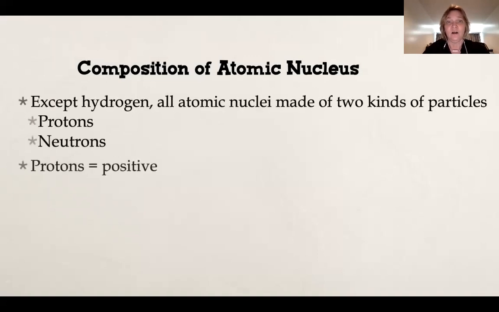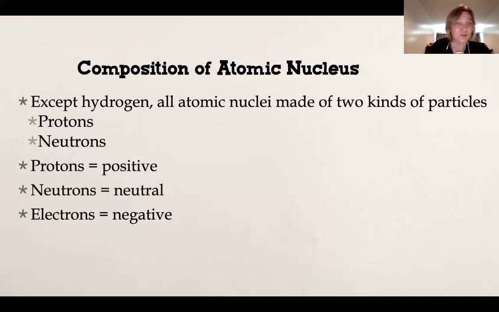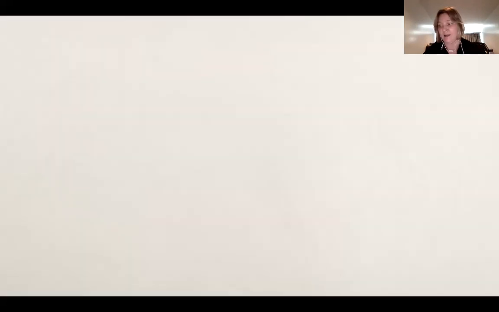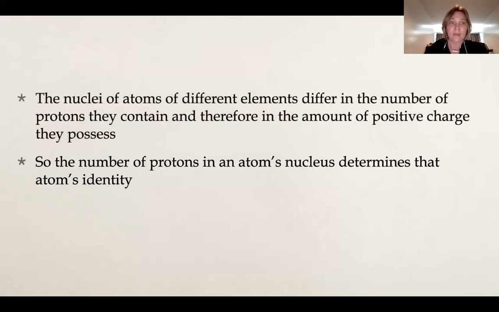Except for hydrogen, all atomic nuclei have 2 kinds of particles. Proton is positive, neutron is neutral, electrons are negative. Because atoms are electrically neutral, the number of protons and electrons is always the same for an atom. Things get different when you start talking about ions. The nuclei of atoms in different elements are different in the number of protons they contain, and therefore in the amount of positive charge they possess. So the number of protons in an atom's nucleus determines the atom's identity, what type of element it is.